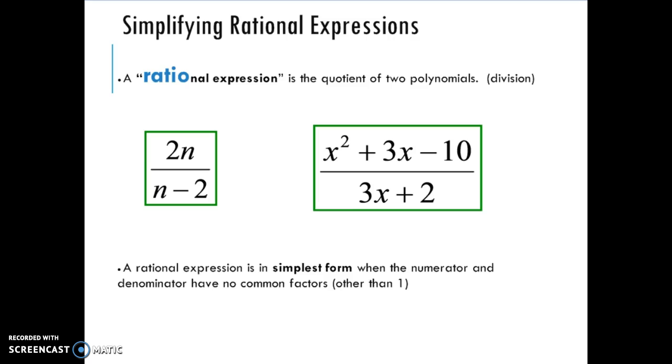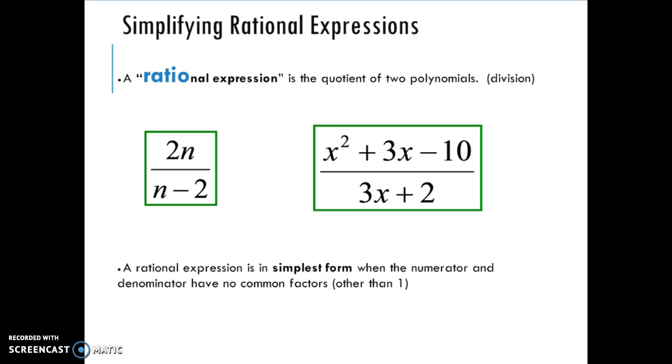Now remember, a polynomial can have any number of terms. You can have one term, which is a monomial, two is a binomial, three is a trinomial, and anything four or more is just a polynomial. So it's anything on top and on bottom. Basically we're looking for variables on top and bottom for the ones that we do.